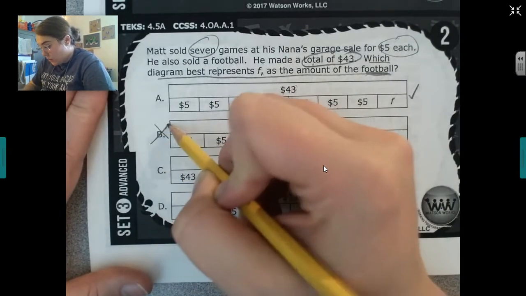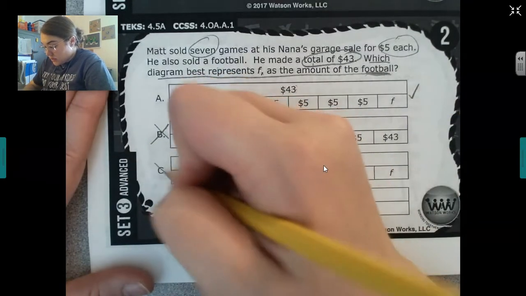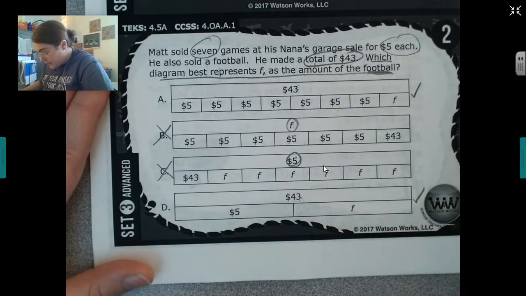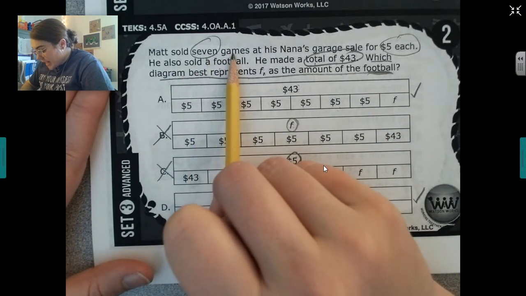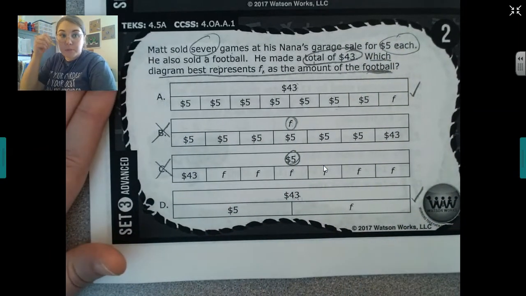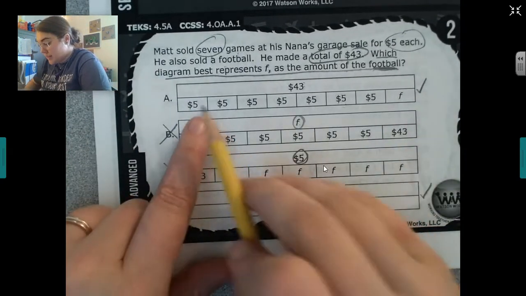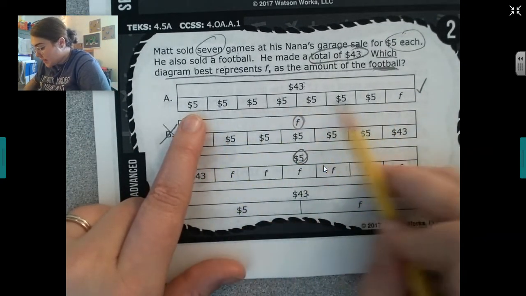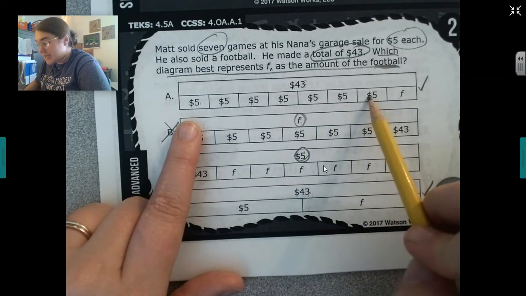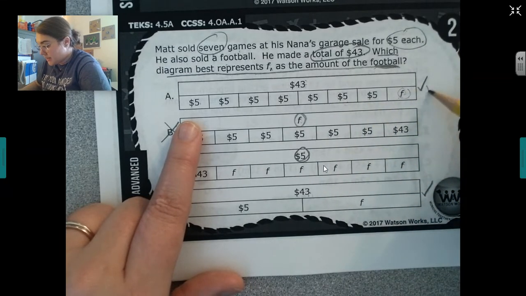43 is our total, our whole entire amount of money he made. So it can't be that one. $5? He didn't make $5. He made a total of 43. So he has 7 games and a football. The bottom is where you split up your line with how many things you have. So you need 7 games and an unknown. 1, 2, 3, 4, 5, 6, 7. 7 games, and we have an unknown quantity. So that one makes sense.